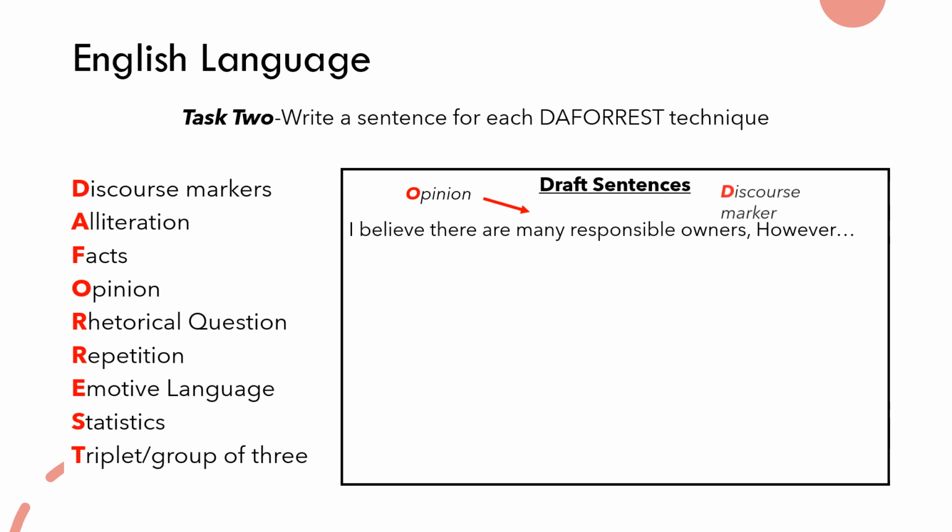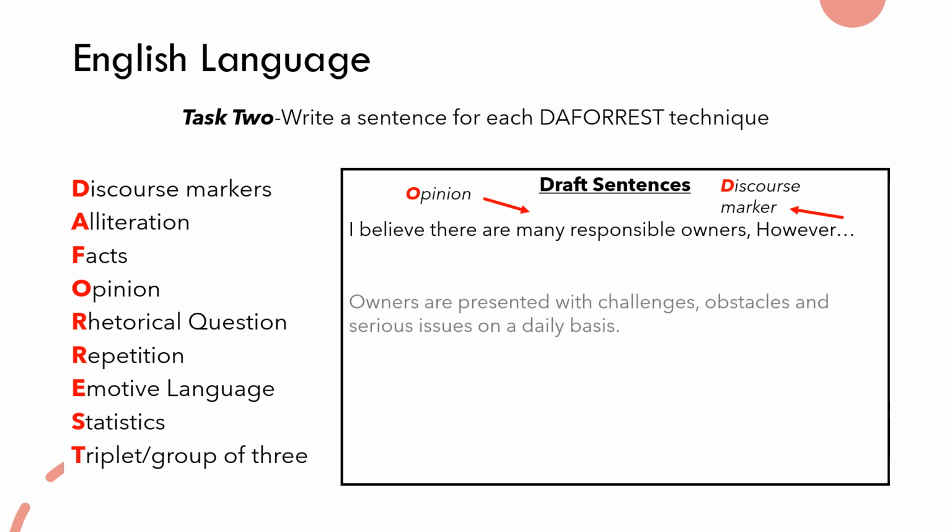And then we have a discourse marker. If you're not sure what we mean when we say a discourse marker, this is the word that helps direct the flow of your conversation. If we're going to say "however," it means we're going to go against the previously stated point. So we might say, "I believe there are many responsible owners, however, the breed tends to attract a lot of people who have more negative intentions," or something like that.